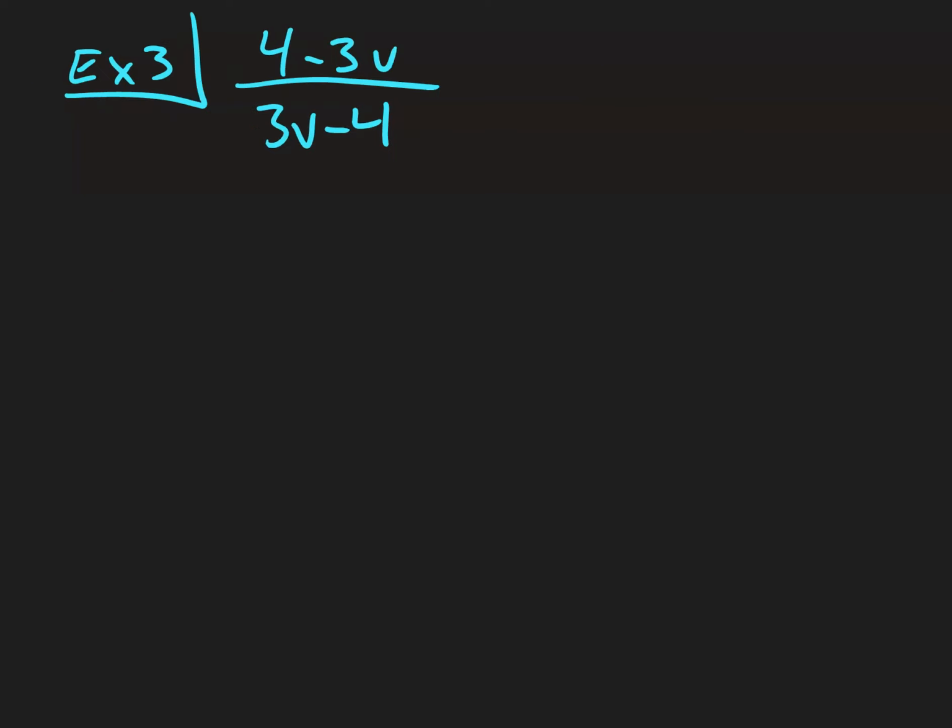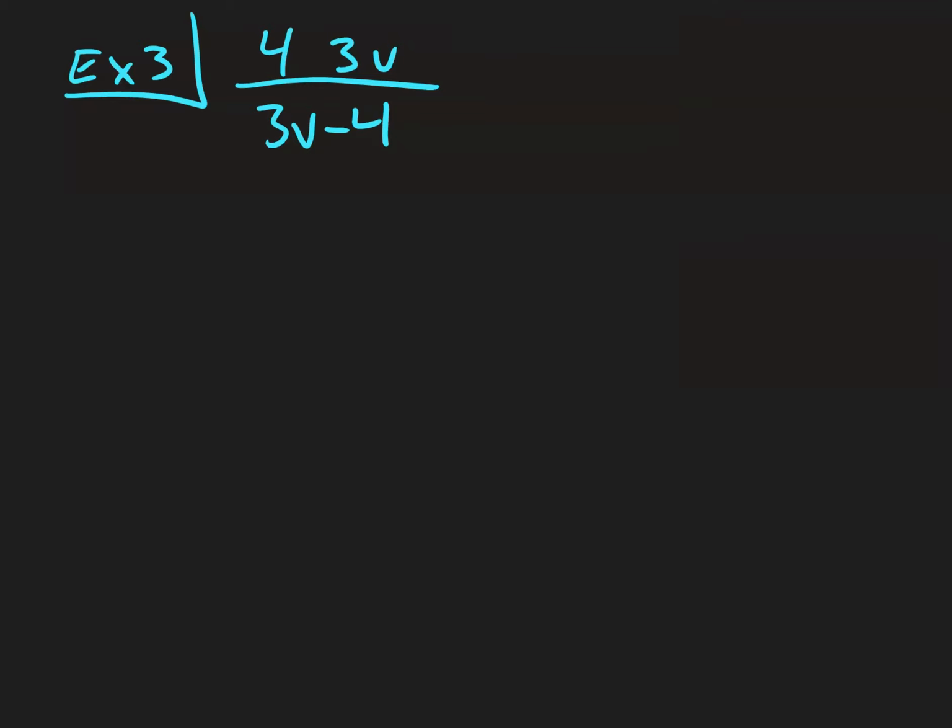All right, now let's move on to a really interesting example in example number 3. At first glance, this rational expression, 4 minus 3v over 3v minus 4, a student who has some misconceptions might think, well, I can cancel out the 4's and I can cancel out the 3v's. But remember, you cannot cancel out terms, only common factors.